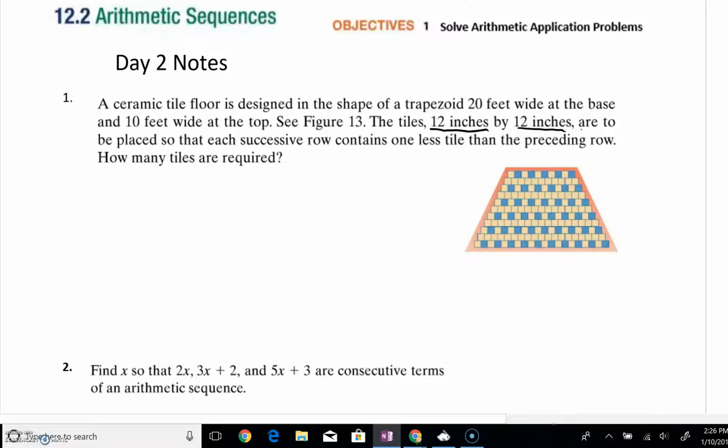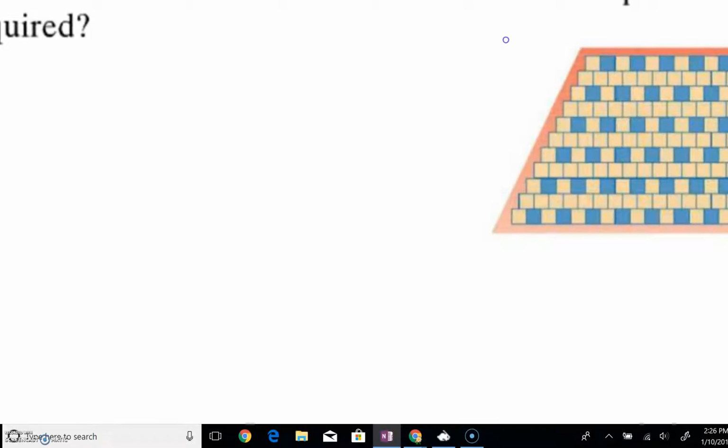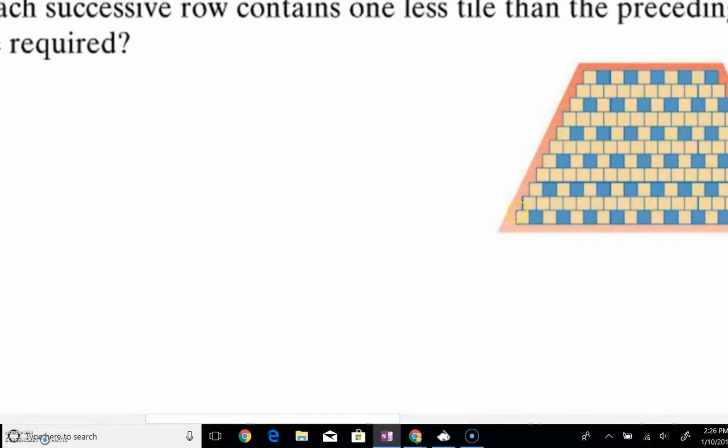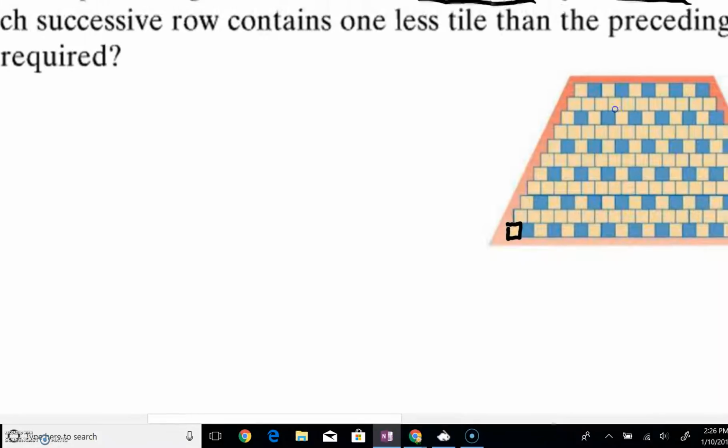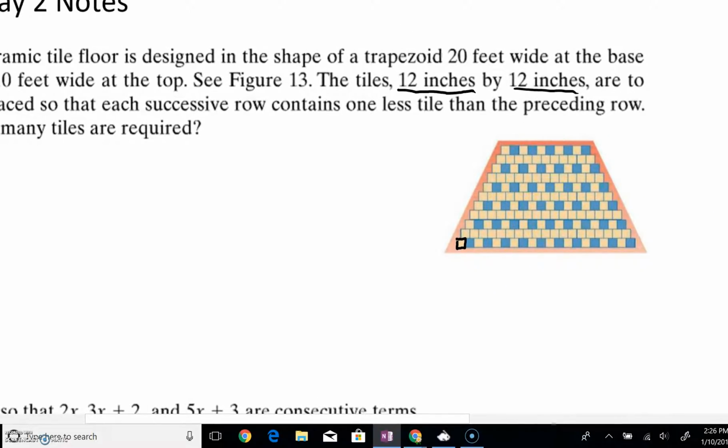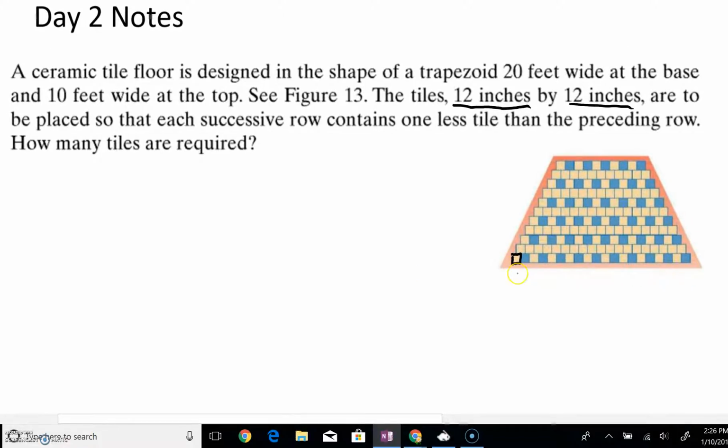Now, immediately as you begin to read this, you can see what's happening. We've got different units. The tiles are 12 inches. So we've got this trapezoid, but as we enlarge this, each individual tile is 12 inches by 12 inches. We have to be aware that the tiles all go in a row so that each successive row contains one less tile than the preceding row. What we're asked to do is find out how many tiles are required.